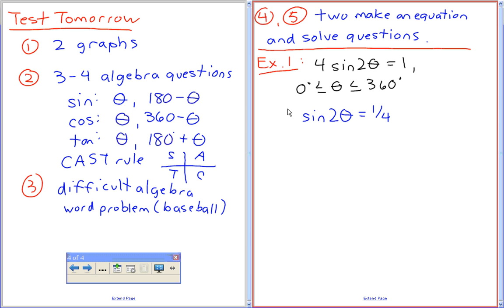Sam, to get theta by itself, what do I do next here? Sine inverse, very good. Can you do that for me, please? So 2 theta equals sine inverse of 1/4. Which one? 0.48. Okay. Thank you, Sam. Okay, 14.48.